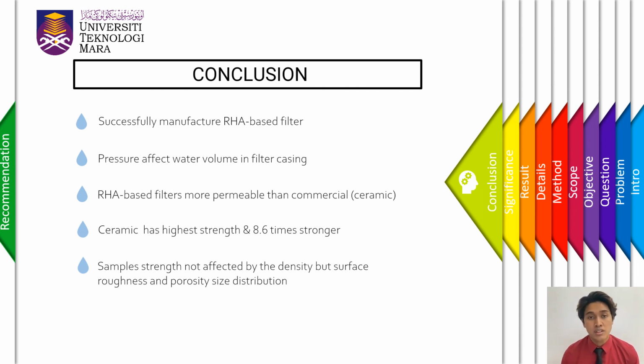The fourth one is the ceramic filter has higher strength, and it is 8.6 times stronger compared to the RHA base filters. And the last one is sample strength is not affected by the density, surface roughness and porosity size distribution.